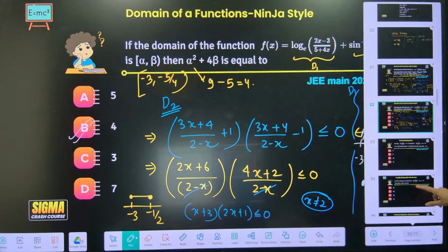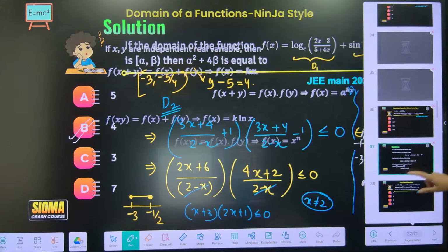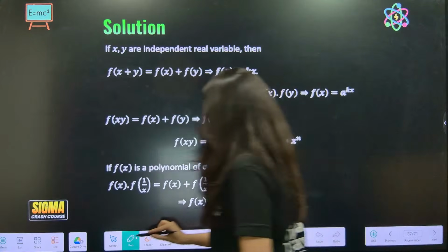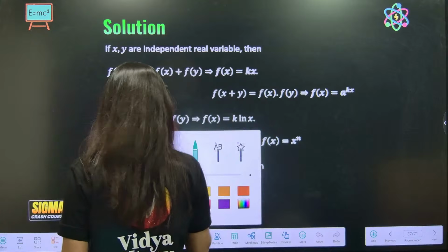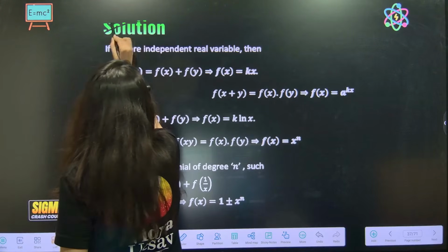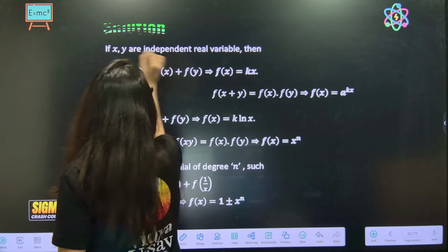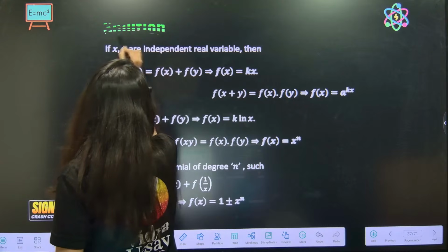Okay. Alright. Now let's talk about something which is very, very important, and which carries the maximum weightage, and that is nothing but functional equation, right? Functional equation.